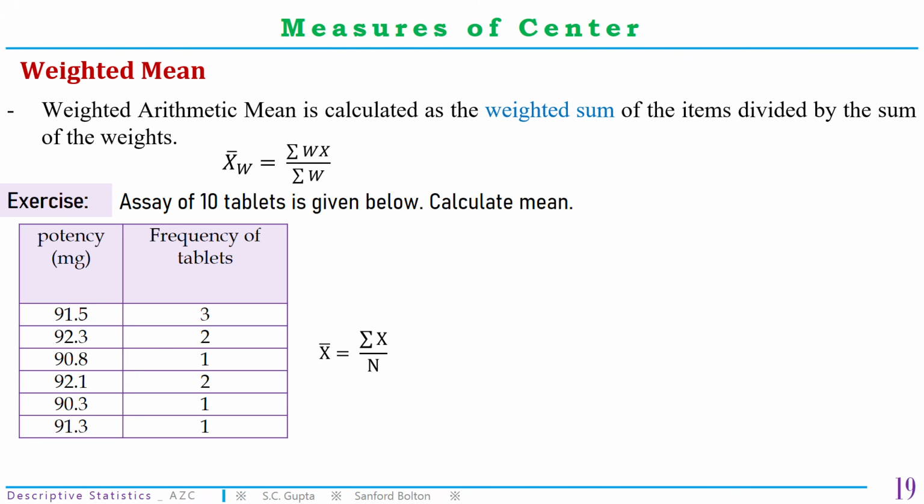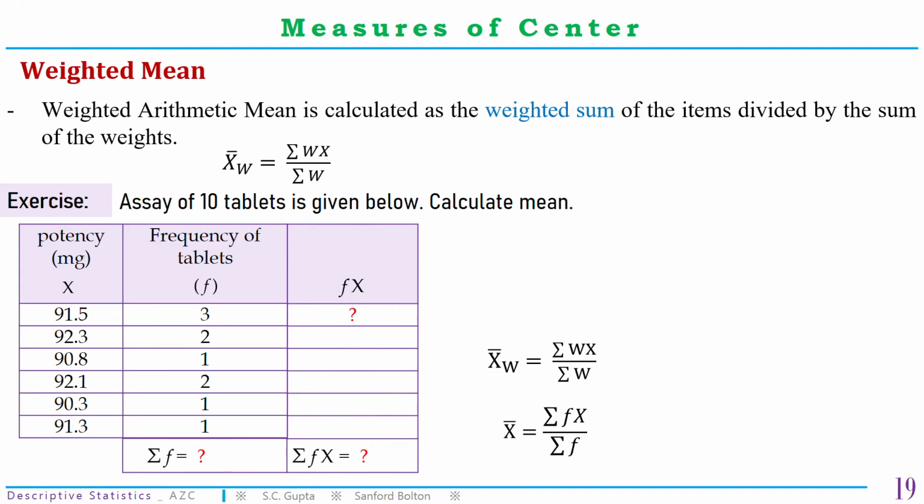Here, the data given is in weight, so we are going to use the equation of weighted mean. Weighted arithmetic mean is calculated as the weighted sum of the items divided by the sum of the weights. Equation is x bar w is equal to sigma wx divided by sigma w. By using the symbol of frequency, we have the equation of weighted mean: x bar is equal to sigma fx divided by sigma f. X is potency. F is frequency of tablets.